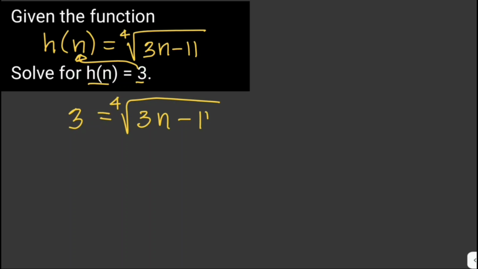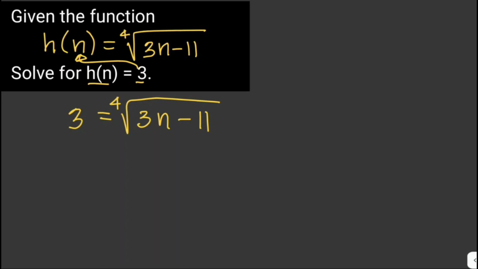Okay, given the function h of n equals the fourth root of 3n minus 11, then we solve for the value of n given h of n equals 3. So in this case, we're given the output value, which is equal to 3, or the value of y. So we just have to plug in the value here. So our h of n is equal to 3, so that would be 3 equals the fourth root of 3n minus 11.